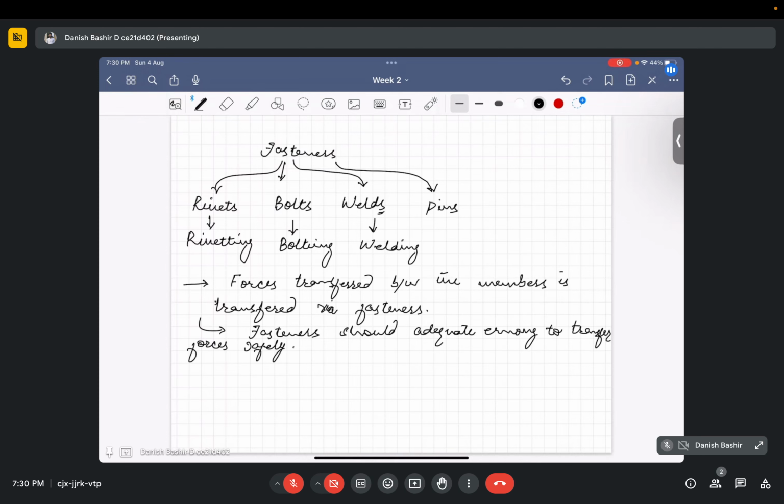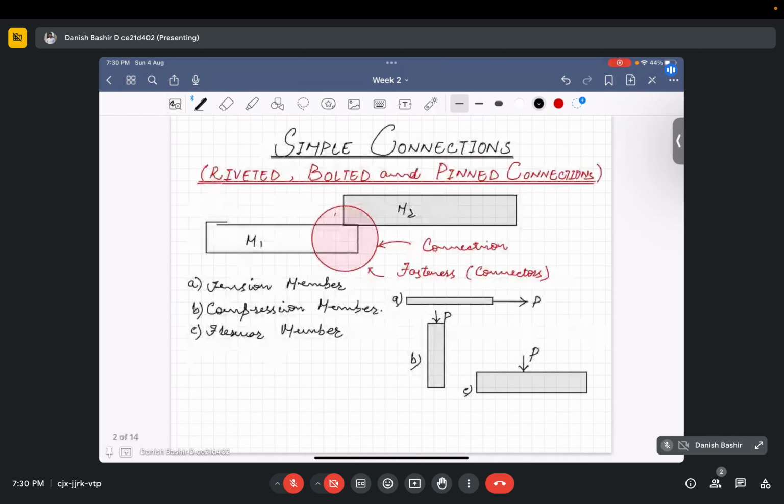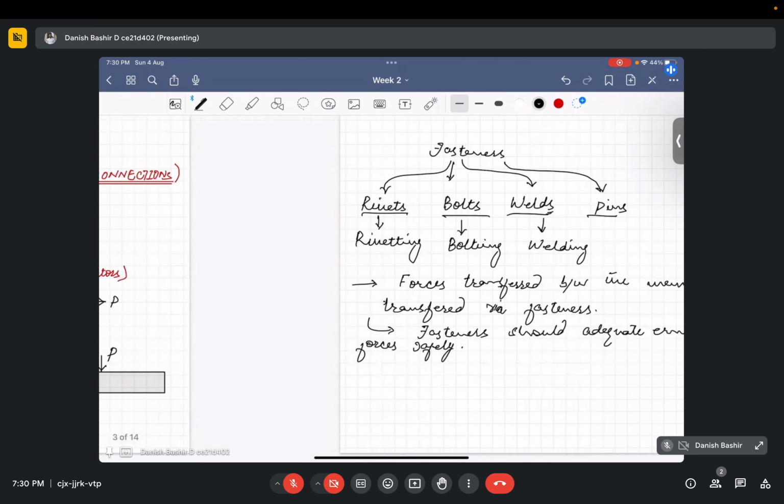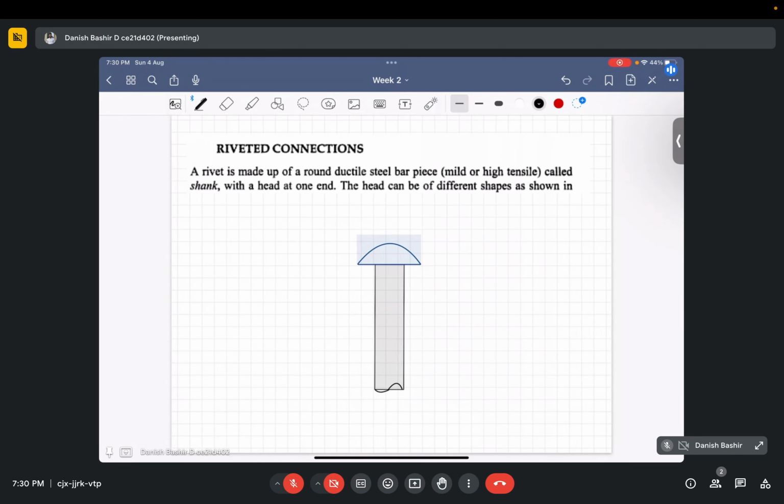I already told you the different types of fasteners used: rivets, bolts, welds, and pins. Today we will be seeing the riveted connections. So the first important thing is riveted connections.